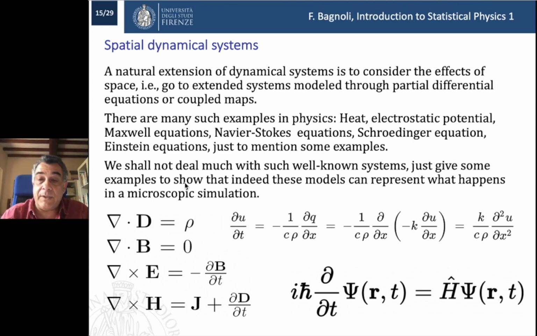A lot of these equations can be considered as the superposition of several elementary degrees of freedom. And when we consider only the average without taking into consideration fluctuations, we end up with some differential or partial differential equation.